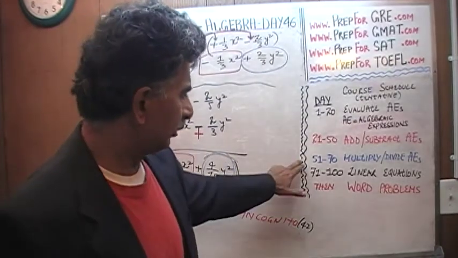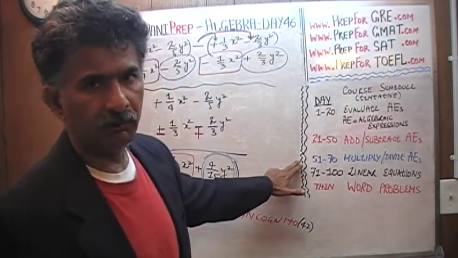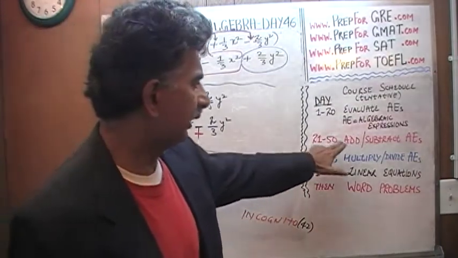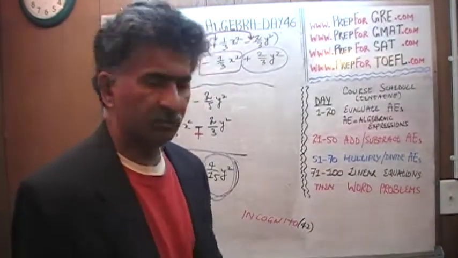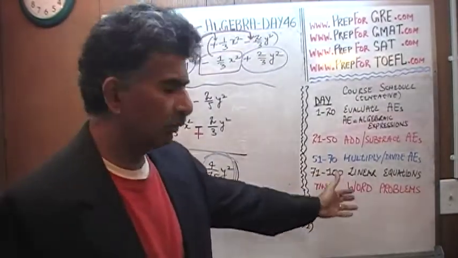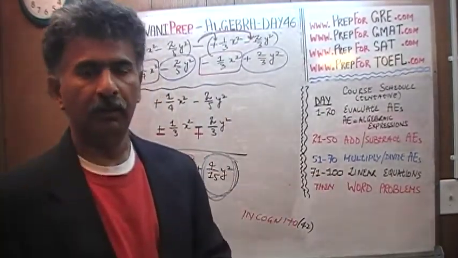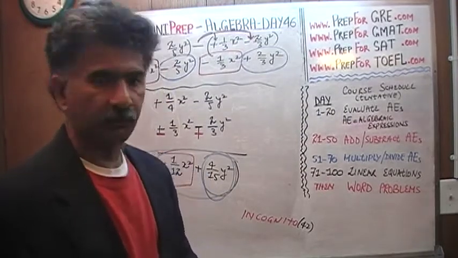And then we'll move on to the new topic where we're going to learn how to multiply and divide algebraic expressions. Right now we're learning how to add and subtract algebraic expressions. Once we have mastered how to multiply and divide algebraic expressions, then we can move on to the real algebra where we start dealing with linear equations and word problems.